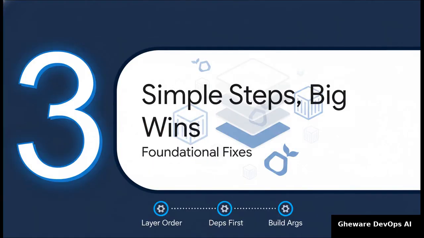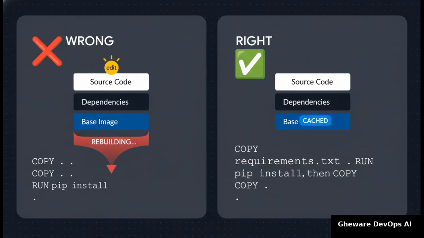Okay, now that we know the theory, let's apply this new knowledge about layer caching to our Dockerfile and score some really big, immediate wins. The single biggest mistake people make is copying their entire source code before installing dependencies. That's the wrong way you see on the left.